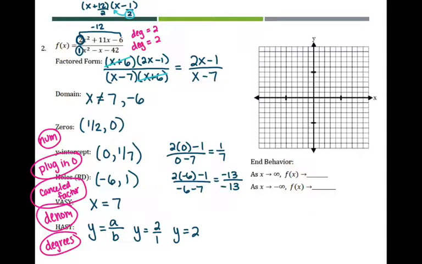And if your degree on top is bigger, then you actually don't have a HASI. You end up having a slant asymptote, which I think you'll see with the next problem. Okay, so let's go ahead and start graphing.